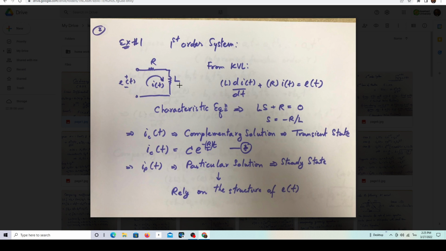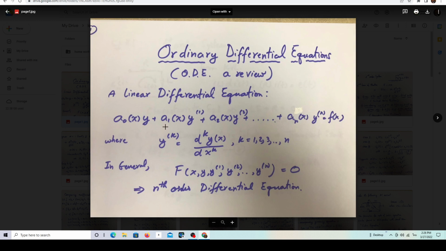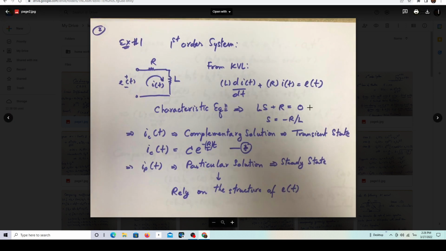Actually we didn't look at a very complicated situation, where R is constant for any t, and L is also constant for any t. But if you look at the general form here, for the linear differential equation, R can change over time and L can change over time also. But that's not what you study from the basic physics.